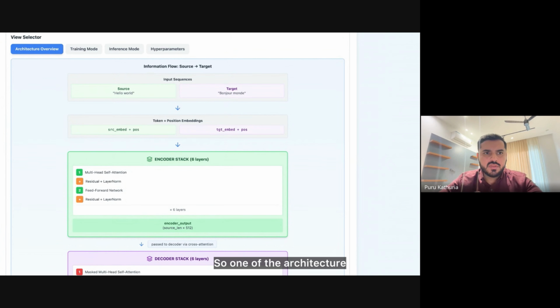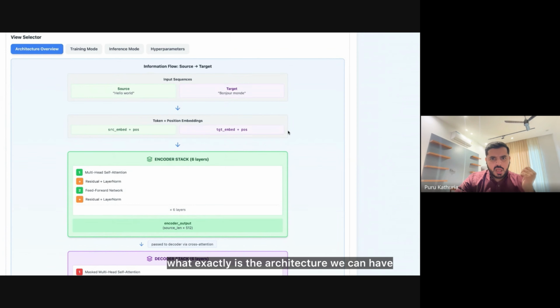reading. So one of the architectures that we keep on emphasizing is the encoder-decoder architecture. This encoder-decoder architecture is mentioned in the paper known as Attention is All You Need, right? So we call it a billion-dollar paper, right? So what exactly is the architecture? We can have a look here.